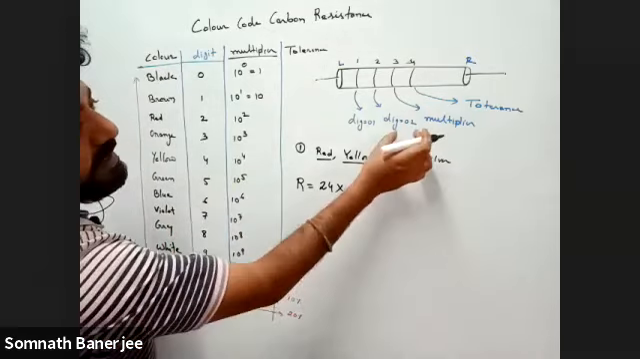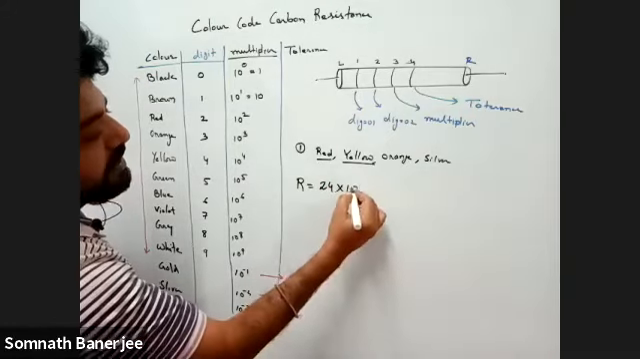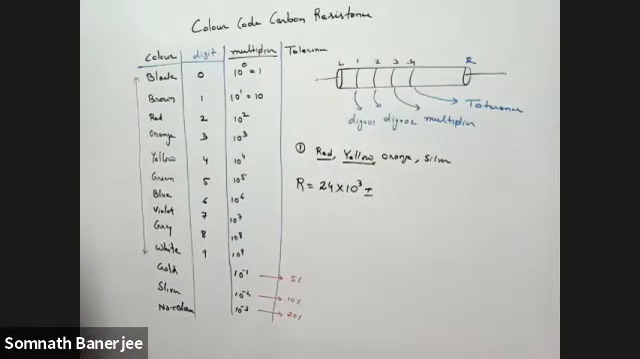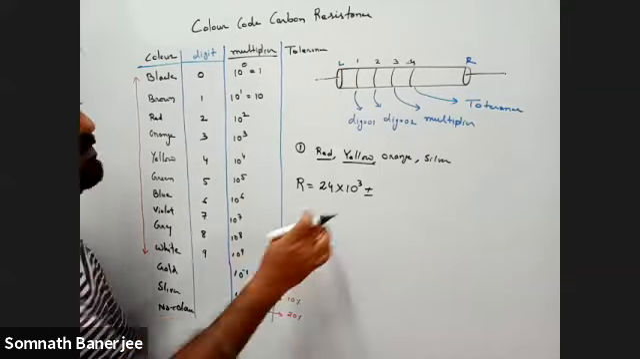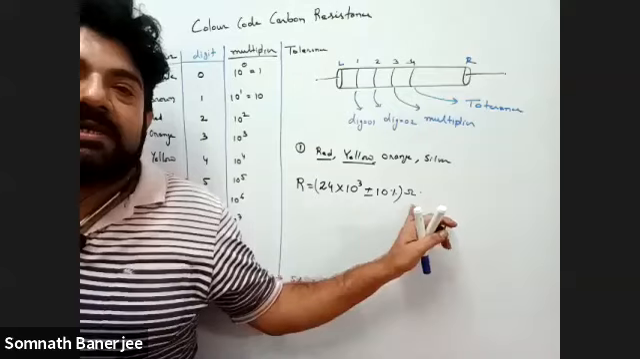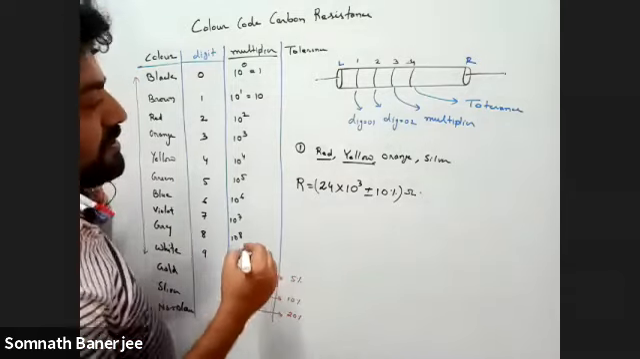Into, and see, multiplier means the factor, meaning you have to multiply by 10 to the power 3, and then plus and minus. You know from error analysis in class 11. Plus minus silver. Silver is how much? 10% tolerance. So you can write 10%. So this is the answer: plus minus 10% ohm. Ohm, why? Because it's a color code resistance. So they can ask you this type of question.